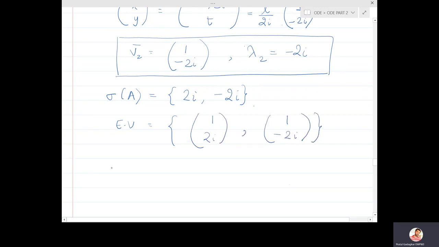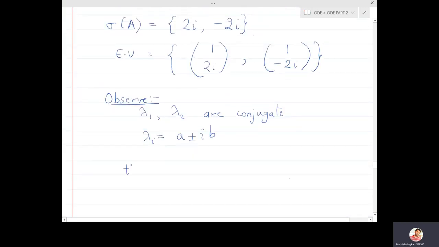So what you observe from this exercise is that if lambda 1 and lambda 2 are conjugates, meaning the eigenvalues are of the form a plus ib and a minus ib, then if the first eigenvector is of the form s plus it and r plus im, what will be the second eigenvector? It is the conjugate of that.